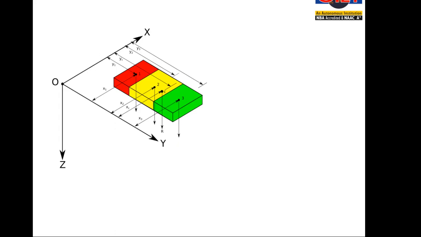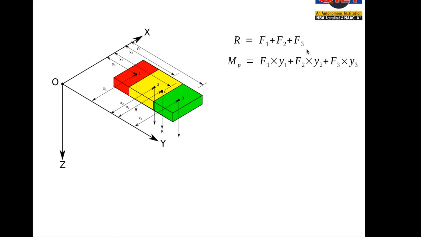Now the magnitude of the resultant force is simply the algebraic sum of all the forces in the system. We know that from the concepts of unit 2 and unit 3. So R is given by the sum of all the 3 forces because they are in same direction. So positive sign comes for all the forces.